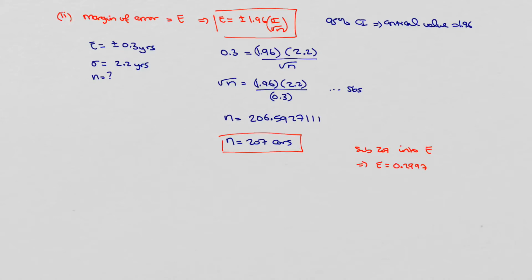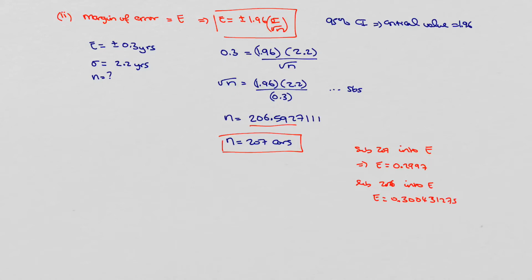Whereas if I actually was to round down and put in 206, so if I was rounding this n value down, well, what would that give me? Well, that gives me 1.96 times 2.2 over the square root of 206. And what that gives me is 0.30043125.